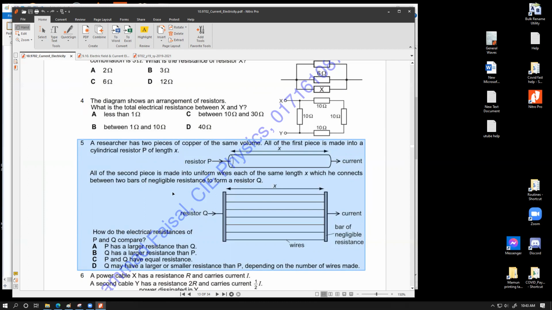This is the part that I want you to understand. A researcher has 2 pieces of copper of the same volume. He connected one directly with a source and tried to flow some current, and then he divided the second piece into 7 wires and connected them in parallel.